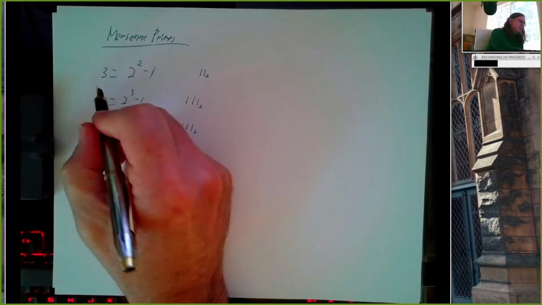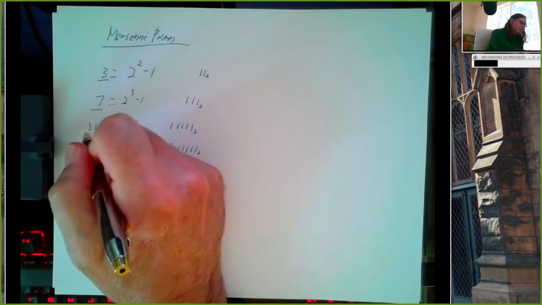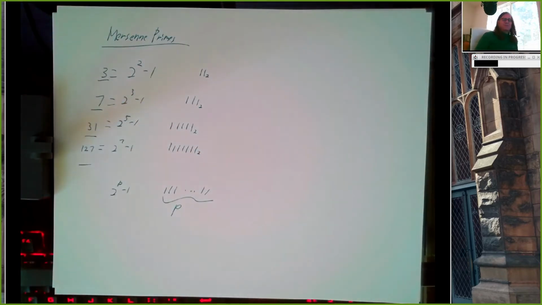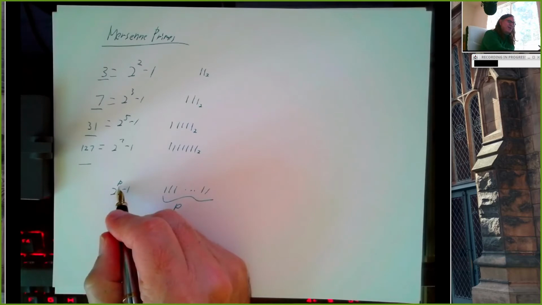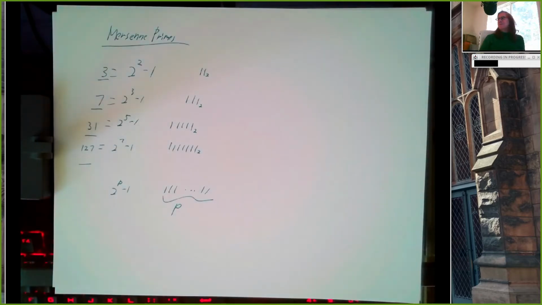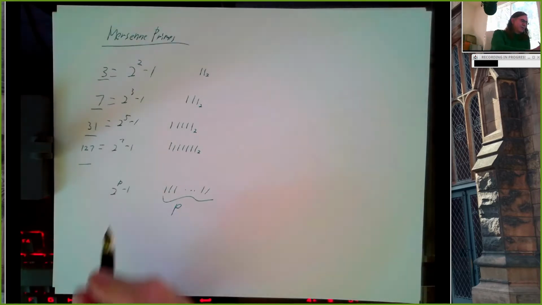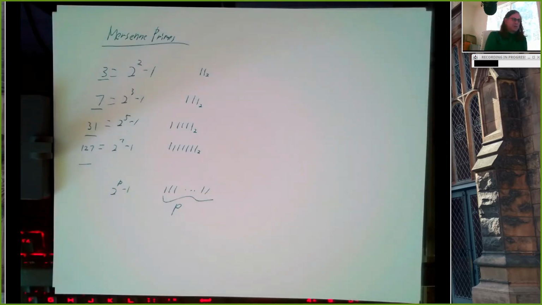So these are called Mersenne primes. They're primes of the form 2 to a power minus 1. And it turns out for this to be prime, your power has got to be prime. If P is not prime, 2 to the P minus 1 won't be prime either. And that's provable. But it turns out not all Mersenne numbers are prime.